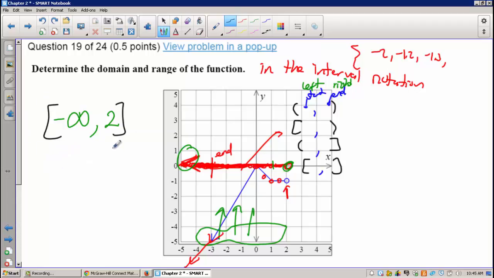First off, with infinities. What's the rule with infinities? If you see negative or positive infinity, what do I enter? Parentheses. Infinities can never be included in the stain. It's something you cannot reach, so it's a parentheses.